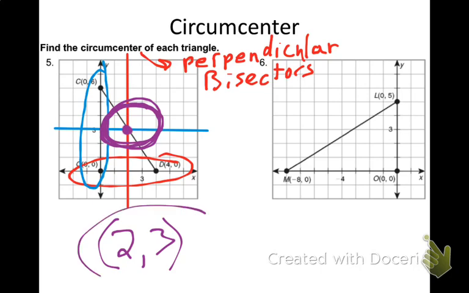And that's all we have to do? That's all you have to do there. You just have to find where they intersect. So the circumcenter is where the perpendicular bisectors intersect, which is that. Yep.